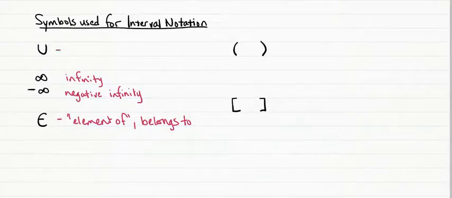This U is the union symbol. And it's used to link several different intervals together. So you can think of this union symbol as replacing the word and. So if we want to say this interval and this interval, then we would include a union symbol to indicate that. These round brackets are what we call open brackets.